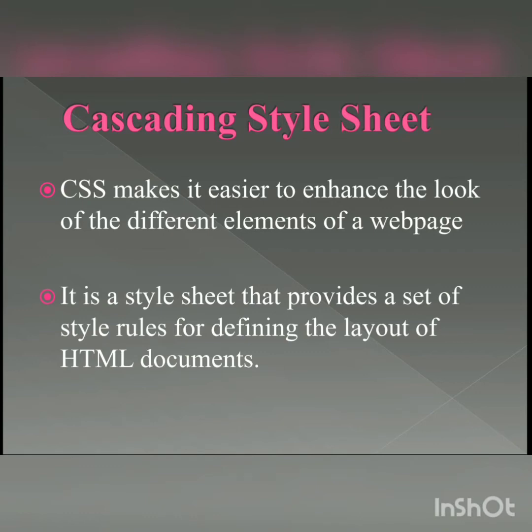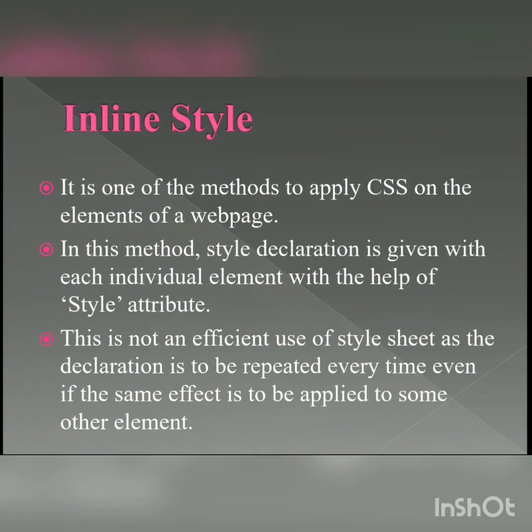There are different ways in which we can apply these cascading style sheets to our HTML programs. The first way is inline style. It is one of the methods by which we can apply CSS on the elements of a web page. Element means how you will apply the CSS on the heading, the text or the paragraph that we are writing.